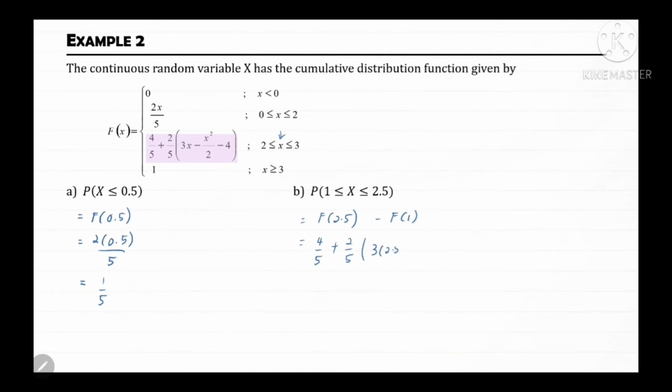3x is 2.5 minus 2.5 squared over 2 minus 4. This is f(2.5) minus f(1). f(1) is between 0 to 2. Function is 2x, x is 1 over 5, equal to 11 over 20.